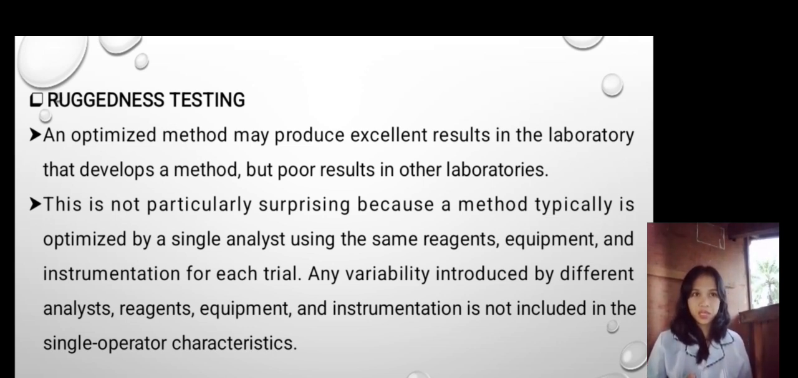Optimizing may produce excellent results in the laboratory that develops a method, but poor results in other laboratories. This is not particularly surprising because a method typically is optimized by a single analyst using the same reagent, equipment, and instrumentation for each trial. Variability introduced by different analysts, reagents, equipment, and instrumentation is not included in a single operator characteristic.